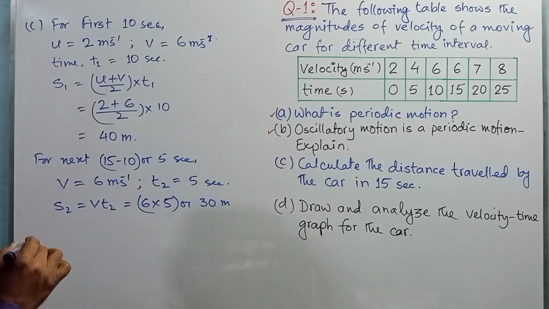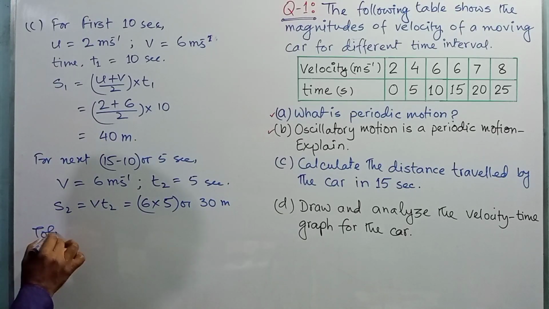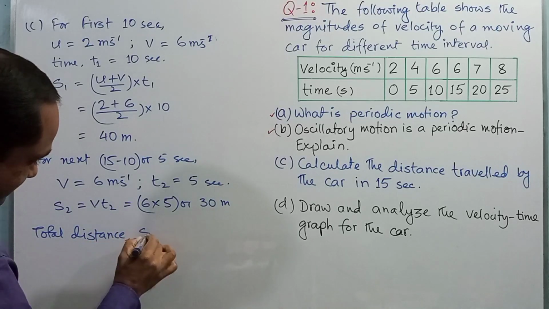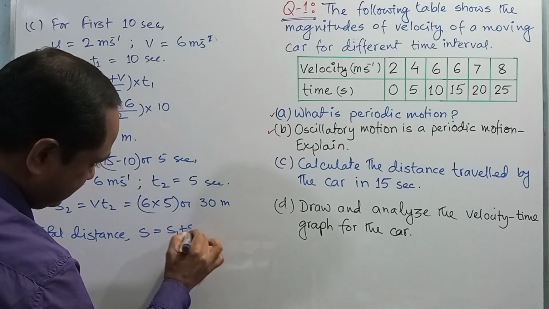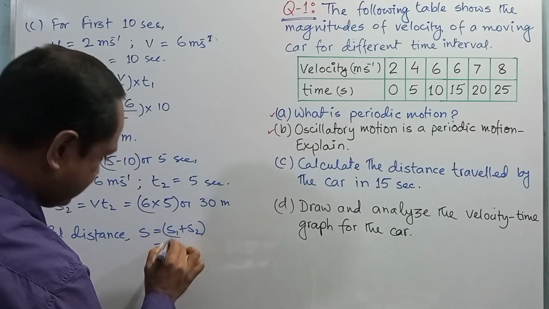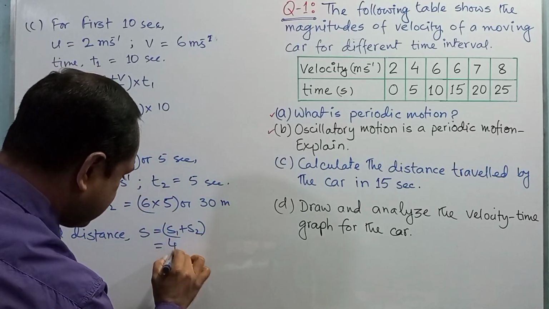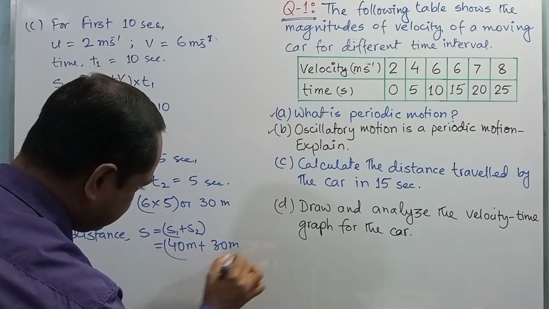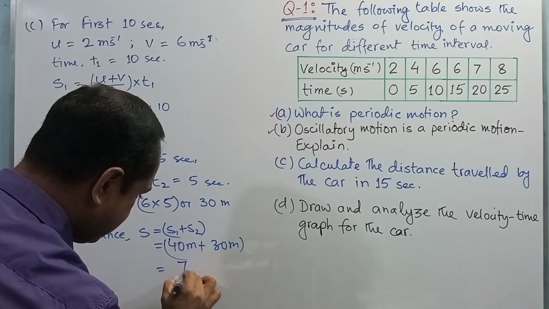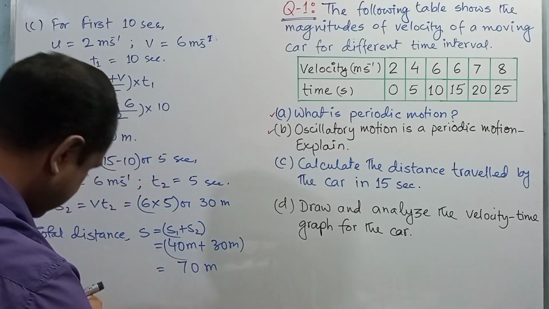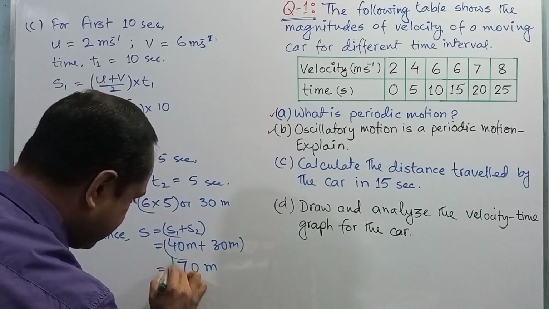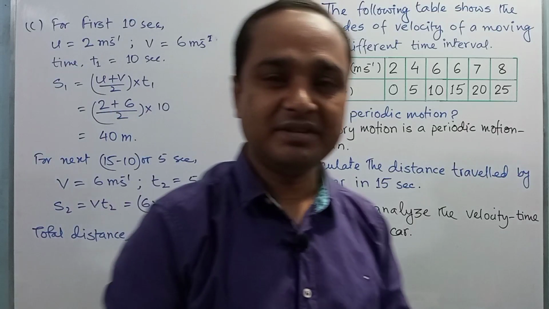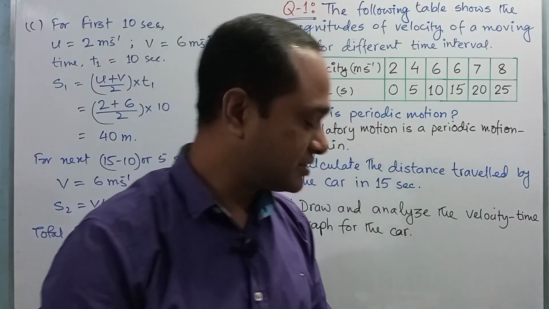So total distance in 15 seconds, total distance s is equal to s1 plus s2, right? So here s1 is 40 meter and s2 is 30 meter. So after the calculation you will get 70 meter. So we can write that the car travels 70 meter in first 15 seconds, right? I hope you got it.